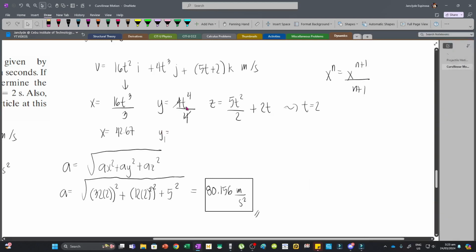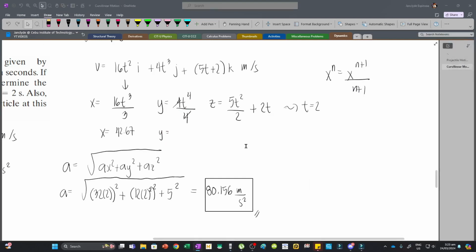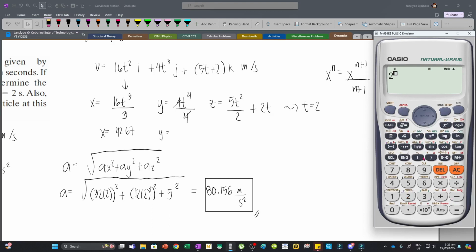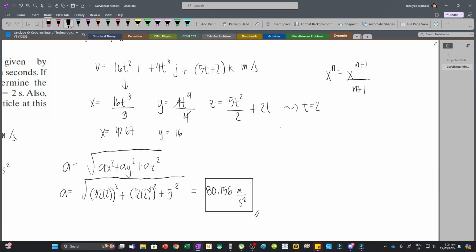And then for y, we have t to the 4th. So this is 2 to the 4, which is 16. And then for the last one, we have 5t squared, wherein t is equal to 2, divided by 2, and then plus 2 times 2, which is 14. So z equals 14. So our x, y, and z coordinates will be 42.67, 16, 14. This is now our answer.